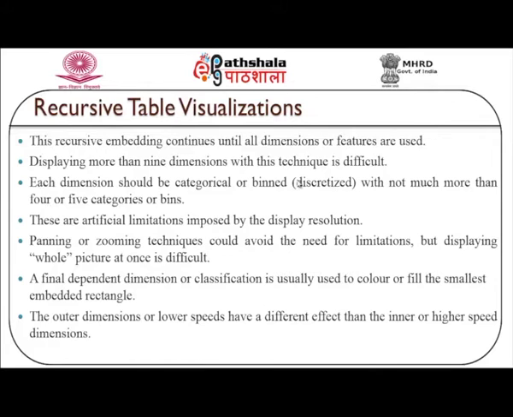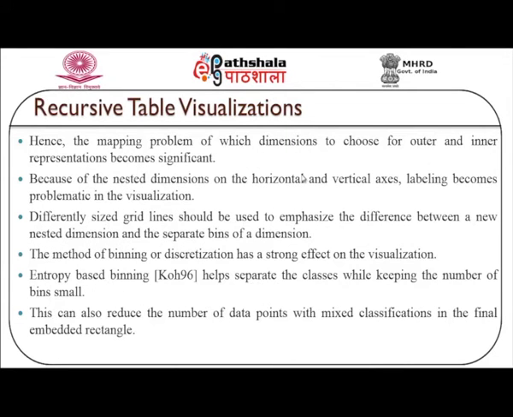These are artificial limitations imposed by the display resolution. Panning or zooming techniques could avoid the need for limitations, but displaying the whole picture at once is very difficult in this case. A final dependent dimension or classification is usually used to color or fill the smallest embedded rectangle. The outer dimensions or lower speeds have a different effect than the inner dimensions or higher speed dimensions.